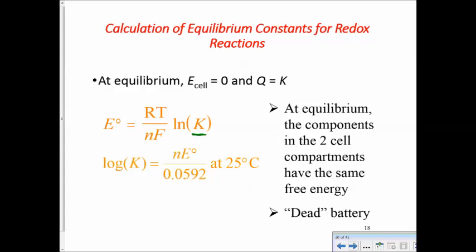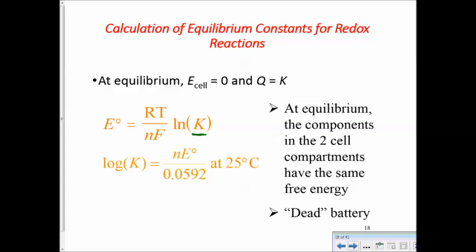But remember, at equilibrium, there is no flow of electrons. So E cell is 0, you have a dead battery. It's not working. The two components have the same free energy, the anode and the cathode. So no voltage, no flow of electrons across the wire. So when a free response question says the battery's dead, that's key vocabulary for it. You're at equilibrium. E cell is 0. Delta G is 0. Okay?